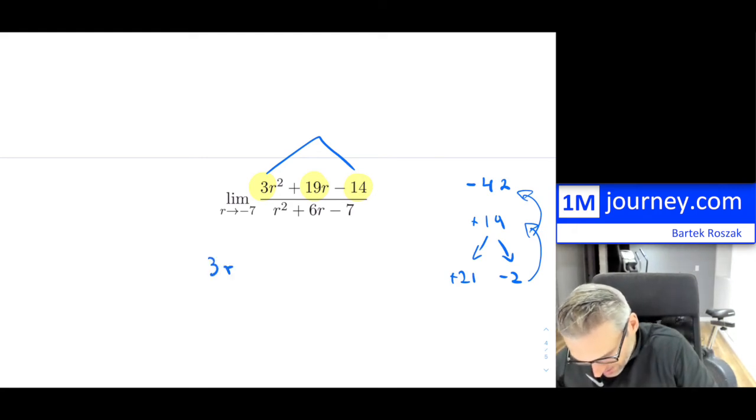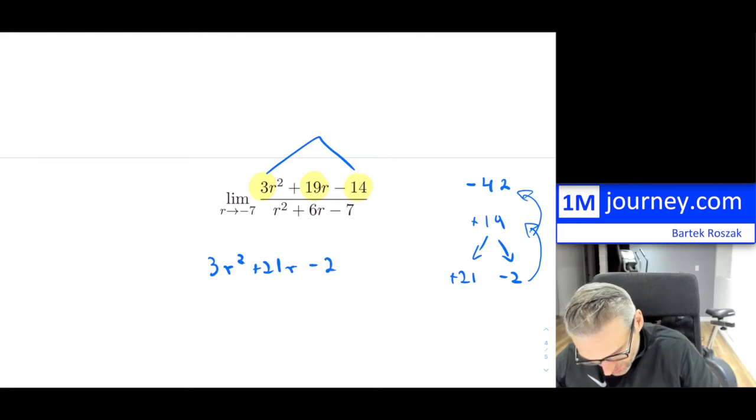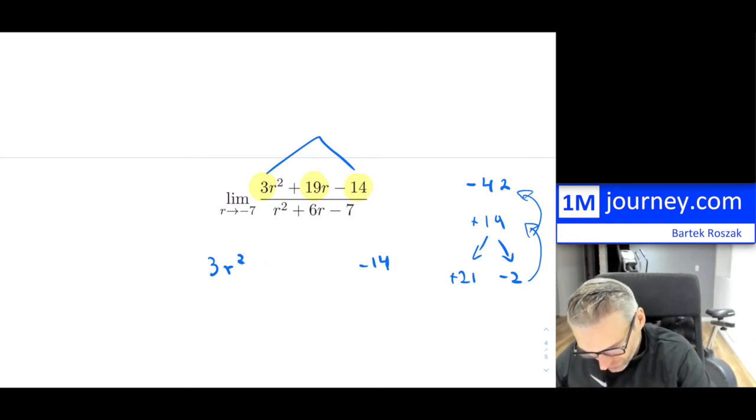So I'm going to break this out. So this is going to be that plus 21r minus 2r minus 14. So that's that. Maybe let me swap these. So instead I'll do this: 2 plus 21r, so that I can just use factoring.